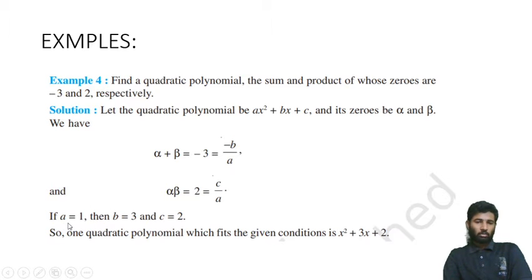Now since you have got all three values of a, b and c, you can simply replace these values in the general form of the quadratic polynomial, that is ax square plus bx plus c. When you put 1 in the place of a, 3 in the place of b and 2 in the place of c, you will get the required polynomial.